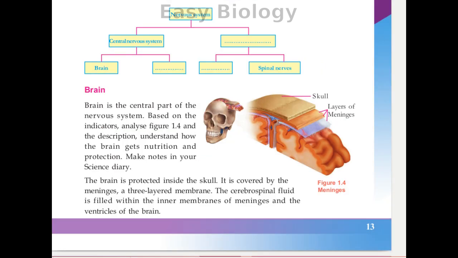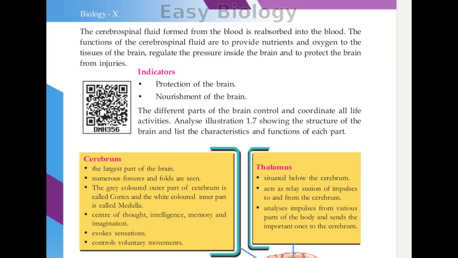Now we can study how the brain is protected. The brain is protected inside the skull. It is covered by a three-layered membrane called meninges. The inner membranes of meninges and the ventricles of the brain are filled with the cerebrospinal fluid. What is the peculiarity of cerebrospinal fluid? Cerebrospinal fluid is formed from blood and it is reabsorbed into the blood.